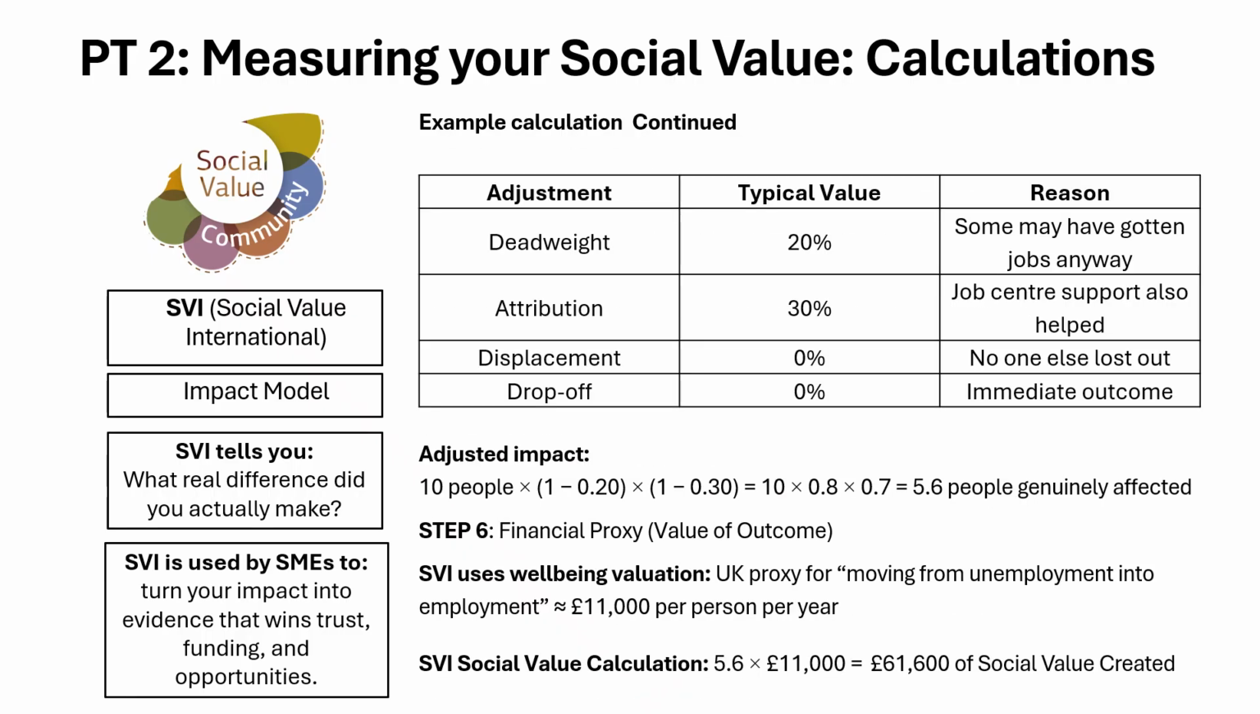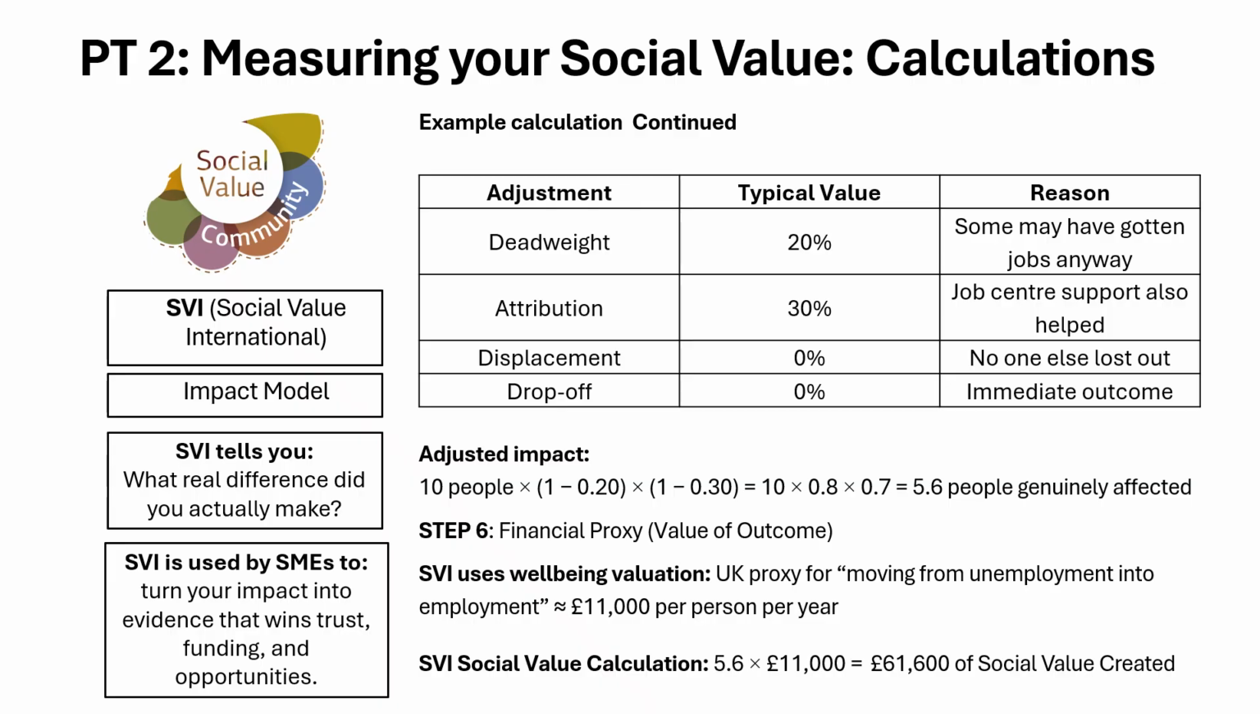Right, so to continue on that example, we're going to apply 2 adjustments to the calculation for this specific activity. So we're going to apply a dead weight of 20%. So what we're saying is that some may have gotten jobs anyway. And then also attribution of 30%. So an agency, maybe like the job centre or other employment agencies, also helped to create that job for that individual.